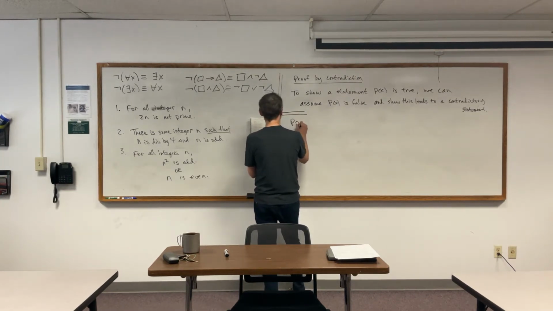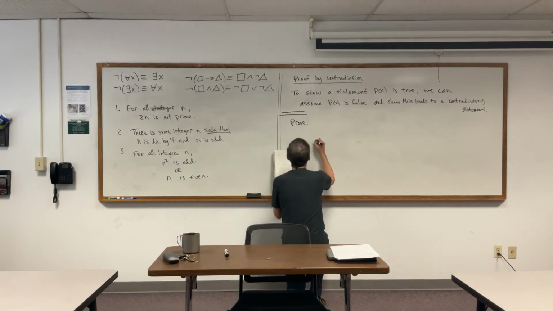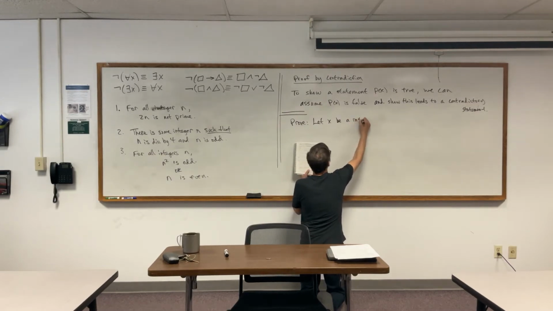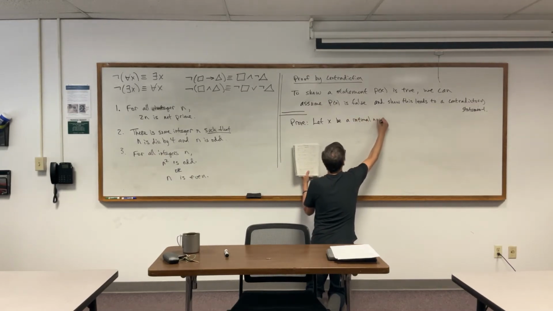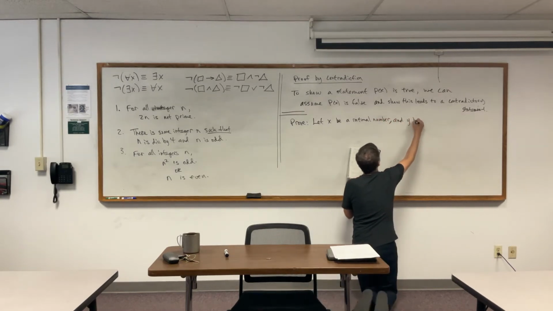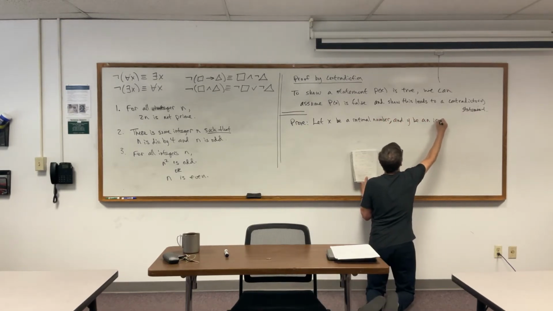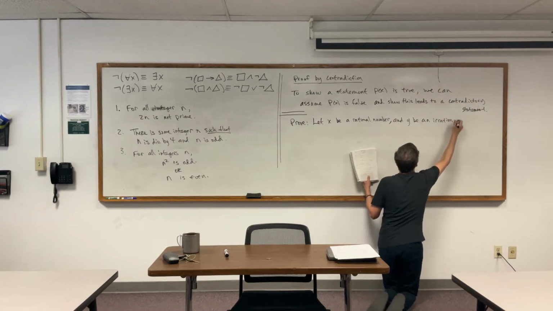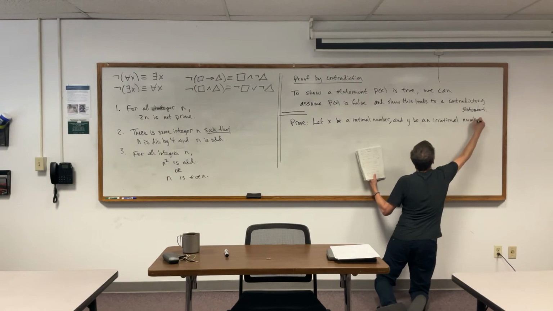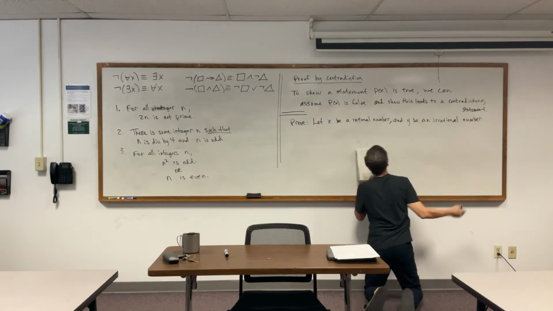Let's prove the following statement. Let X be a rational number and let Y be an irrational number. And we'll talk about what that means in just a second. We need to make sure we understand everything in our statement before we even start to try to prove it.